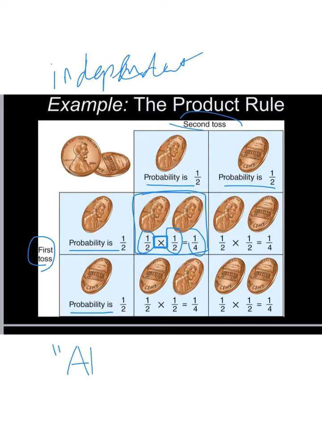The key to the product rule is the word and. If you see the word and in a question, you know automatically you're going to be using the product rule. So if I were to ask this question, I might say, what's the probability of landing on a tails on the first toss and getting a tails on the second toss? Well, again, that would be 1/2 times 1/2 to give us 1/4.